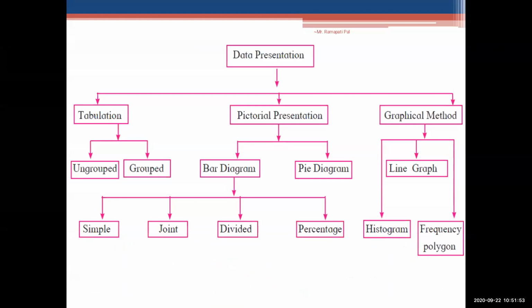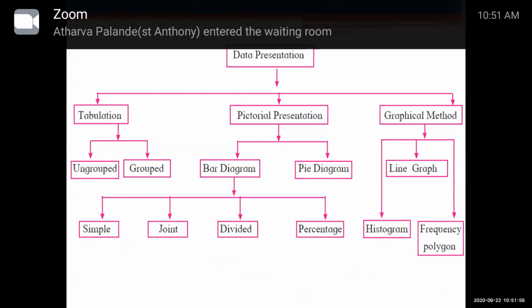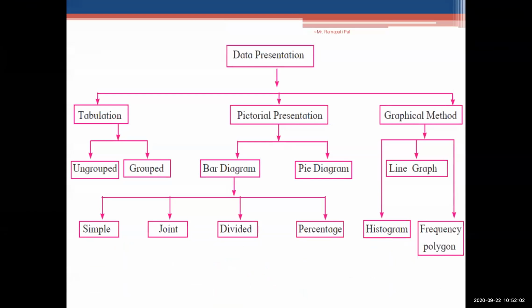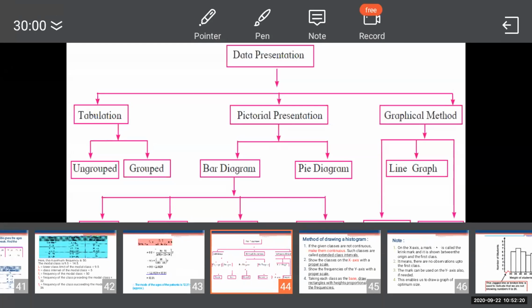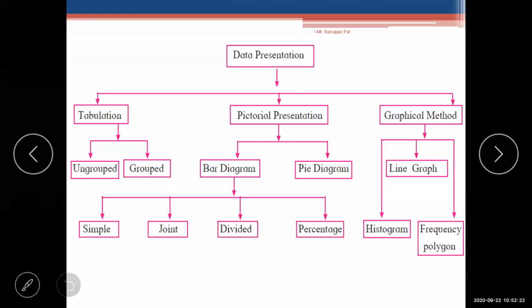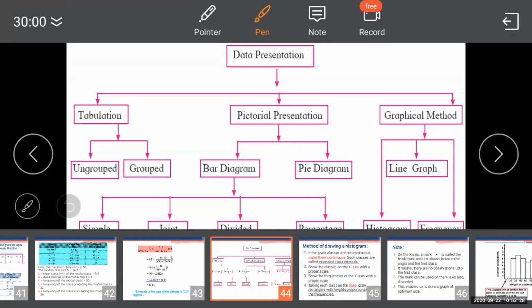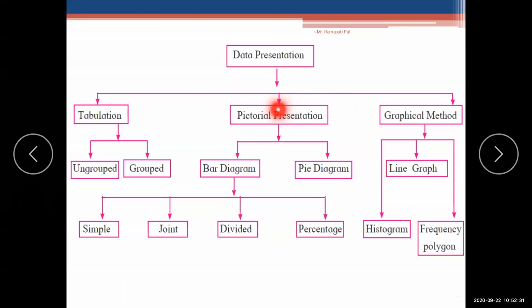So in data presentation, we will see how the data is represented in various forms. If we have data, then we can rearrange it in a tabular form, pictorial presentation, and graphical method. Is it clear? Now you can see here in the chart, if we have data, then we can represent it in a tabular form. We can arrange it in a pictorial representation and then in a graphical method.